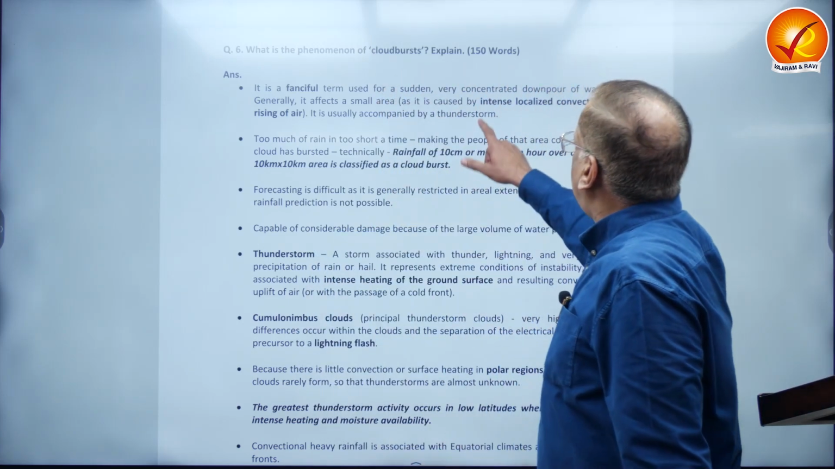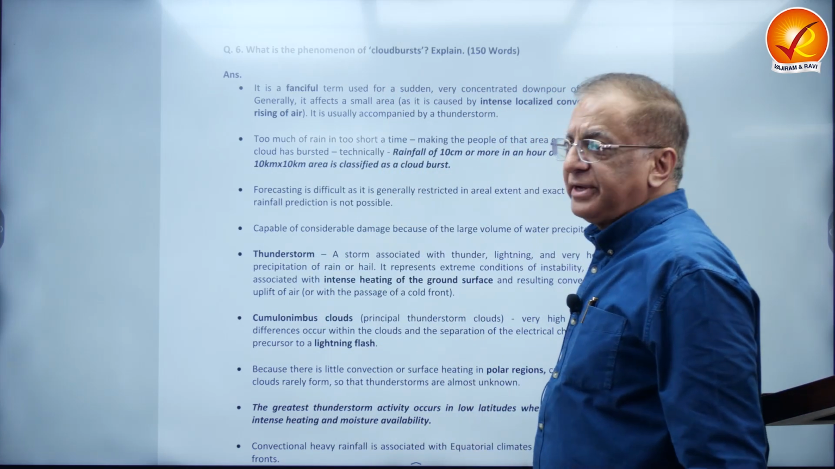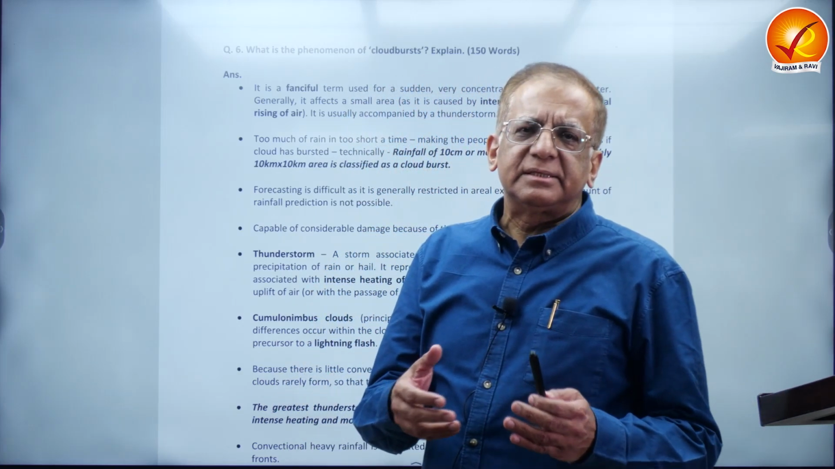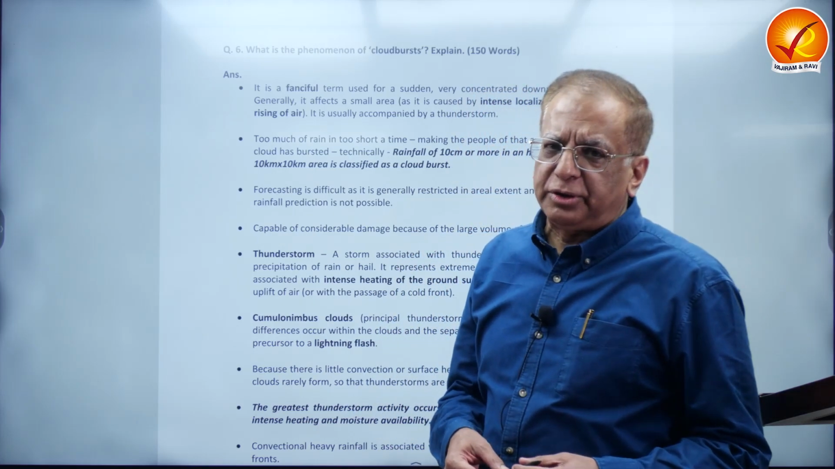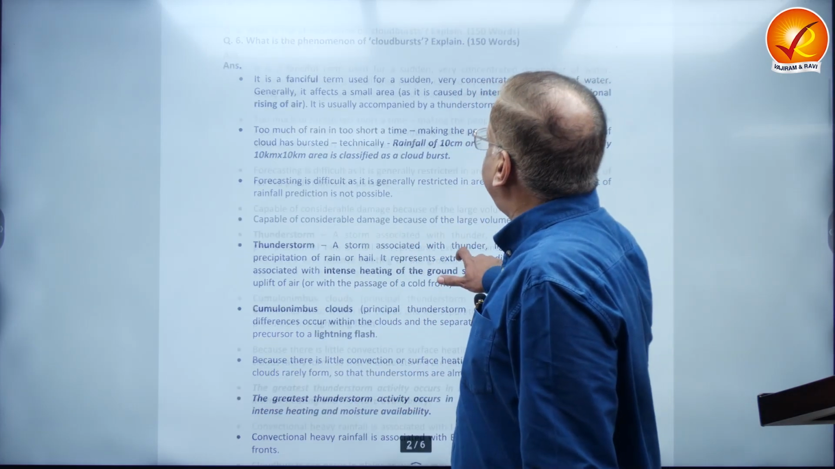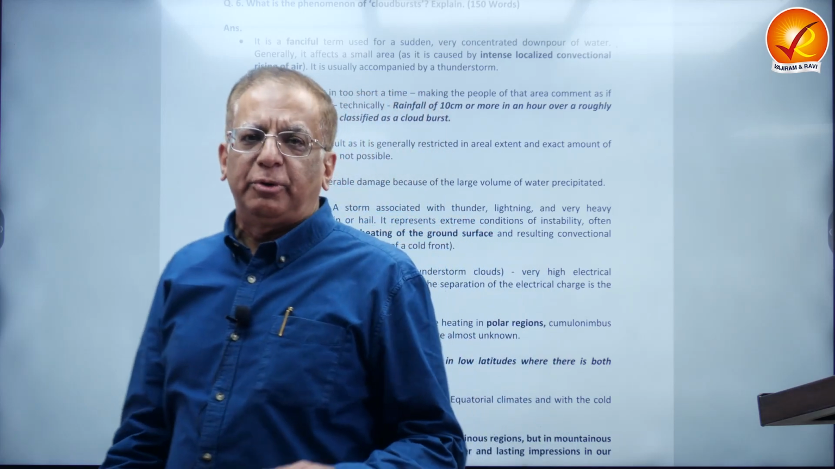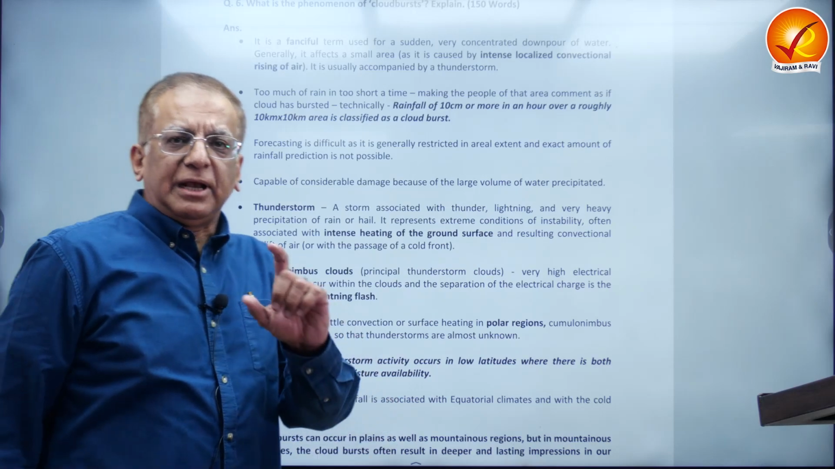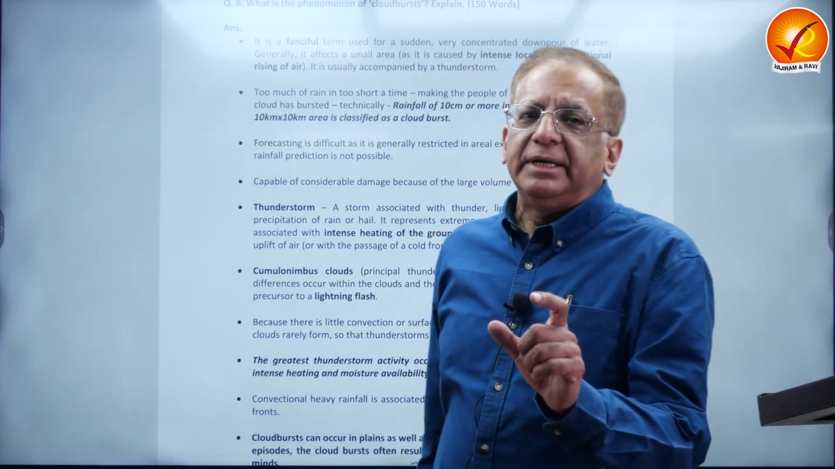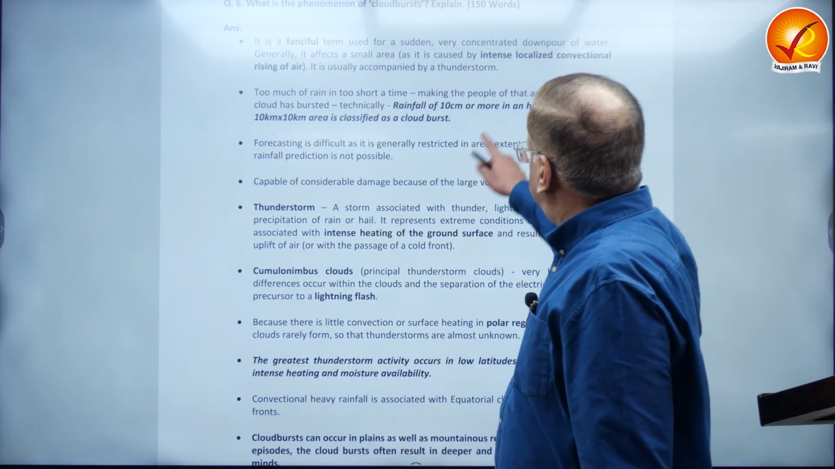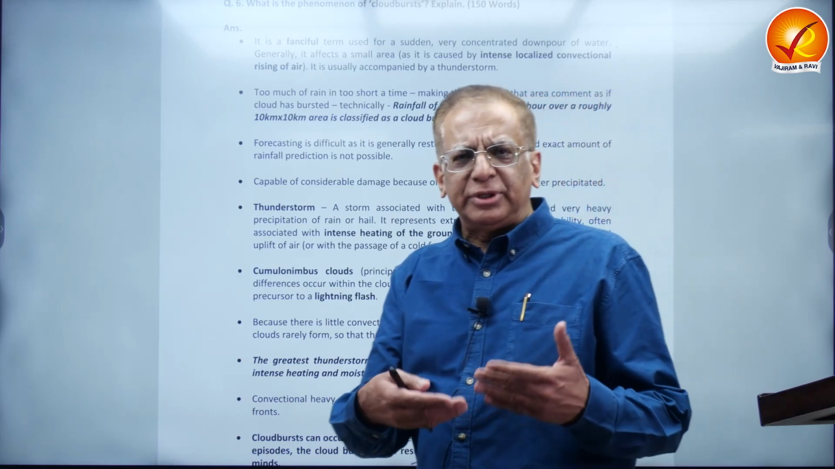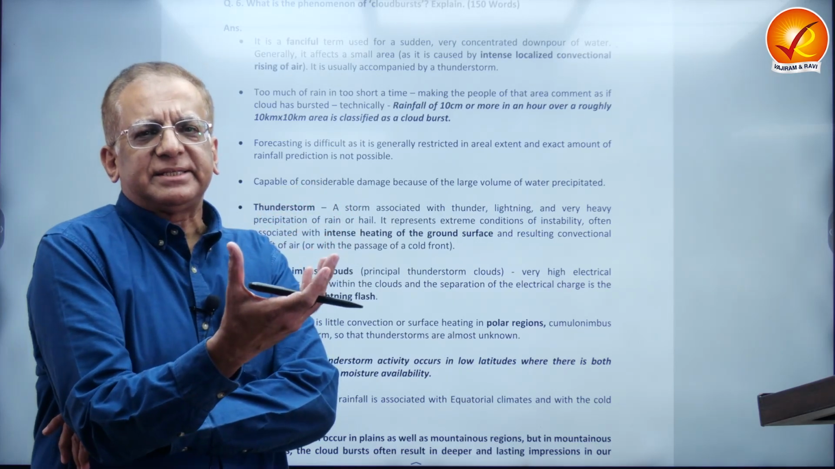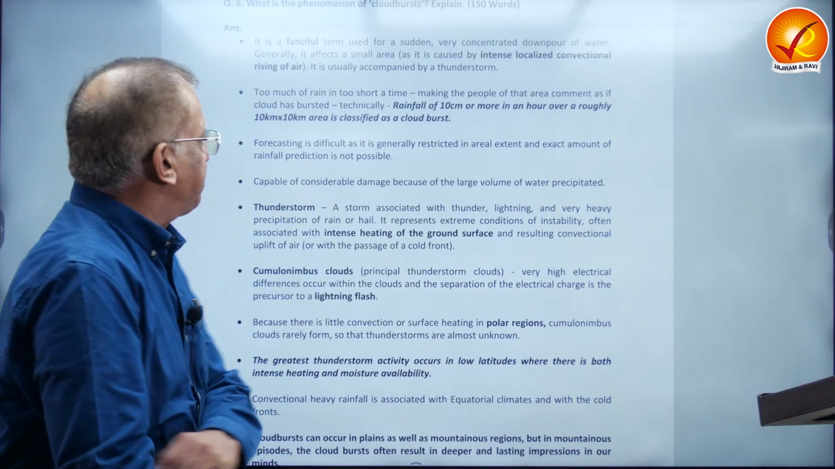So basically, it is caused by intense localized convection, rising of air. It means it affects generally a small area, and there's a very concentrated downpour of water. And if we go by technical ways, by the definition given by the Indian Meteorological Department, then cloudburst is a particular situation where you have more than or equal to 10 centimeters of rain in 1 hour in a small area, and generally that area is taken as 10 by 10 square kilometers.